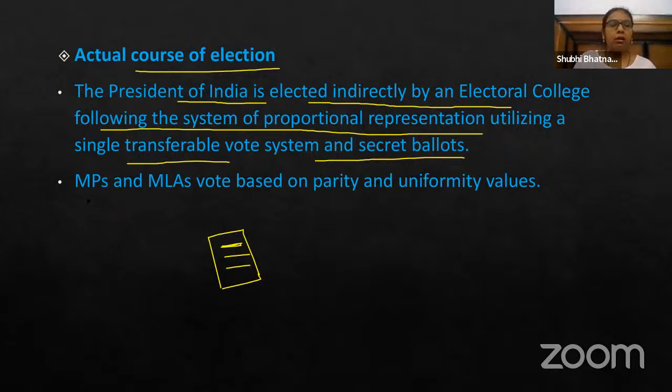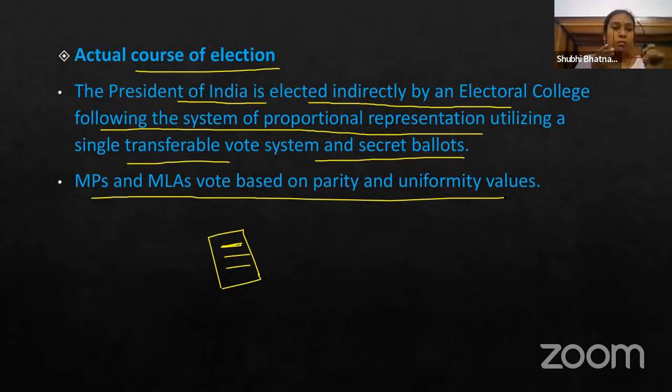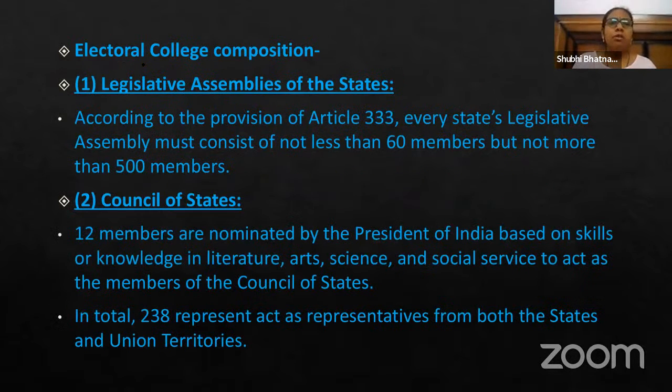Okay, it's like that. Then MPs and MLAs vote based on parity and uniformity value. So both the MPs and MLAs vote, and the value of their votes is made according to fulfilling the value of parity and uniformity. Now, how is this electoral college combined?